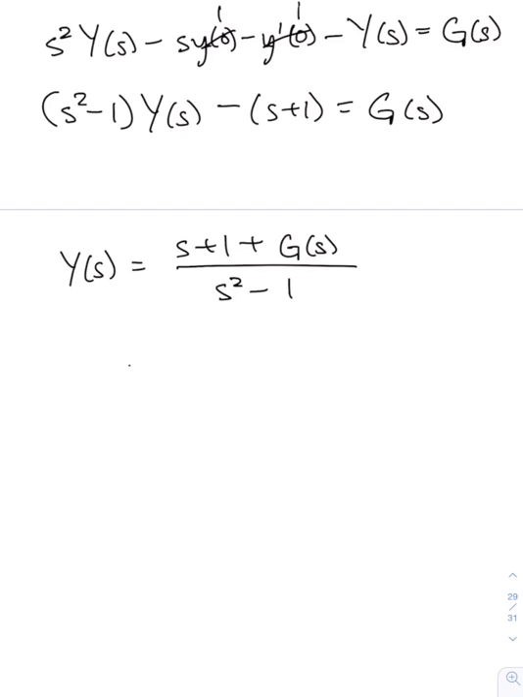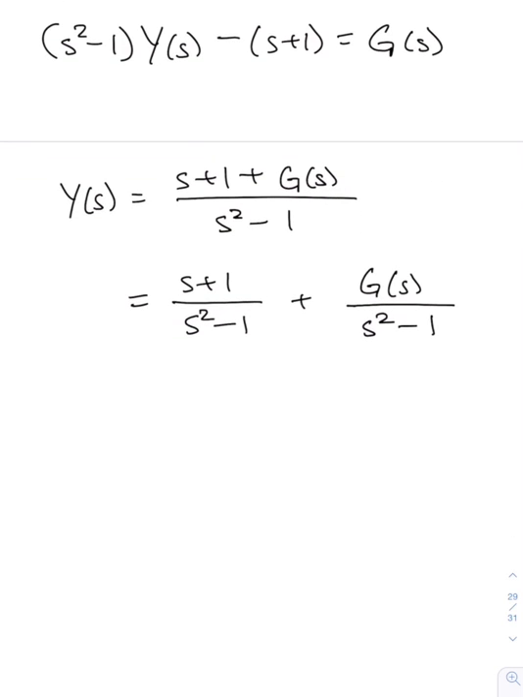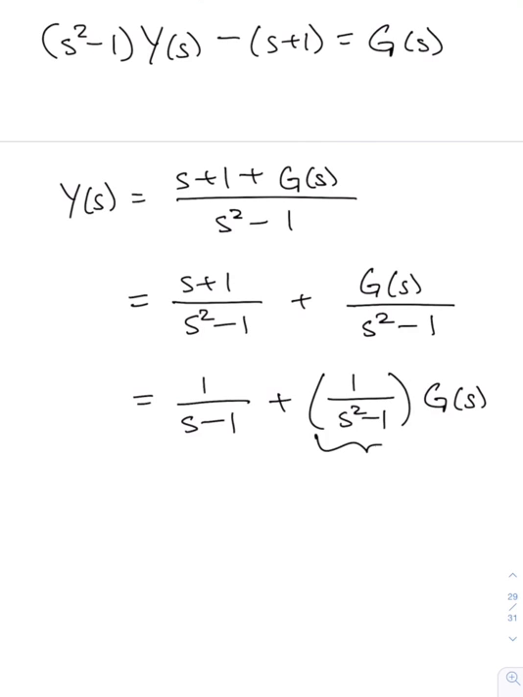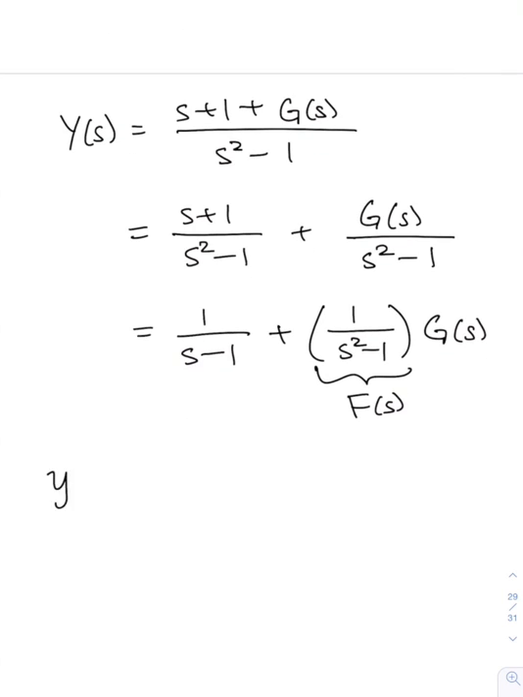We can split that up as s plus 1 over s squared minus 1 plus G of s over s squared minus 1. That first fraction we can simplify by factoring s squared minus 1. Factor it as s minus 1 times s plus 1. And we have 1 over s minus 1 plus 1 over s squared minus 1 times capital G. And let's call this factor here, that's my capital F. All right, then if I do the inverse Laplace transform to get my solution, the inverse of 1 over s minus 1, we read that off of our table, or just remember it, e to the negative t. And then I want the inverse Laplace transform of this product. The inverse Laplace transform of capital F times capital G is the convolution of little f and little g.